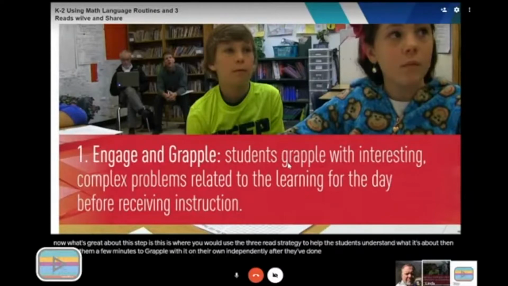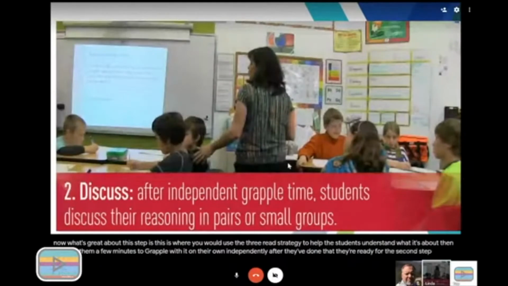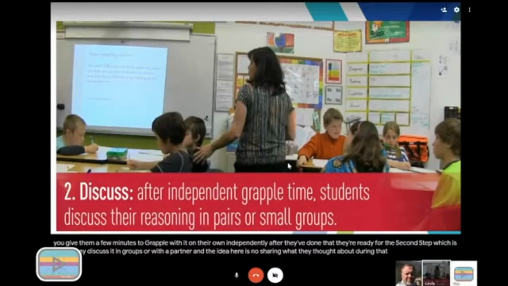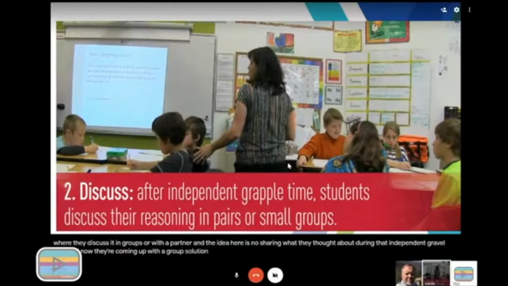After they've done that, they're ready for the second step, which is where they discuss it in groups or with a partner. And the idea here is they're sharing what they thought about during that independent grapple time. And now they're coming up with a group solution. As they're doing that, the teacher is circulating and helping with misconceptions, probing with some questions to help them take their thinking a little bit further.